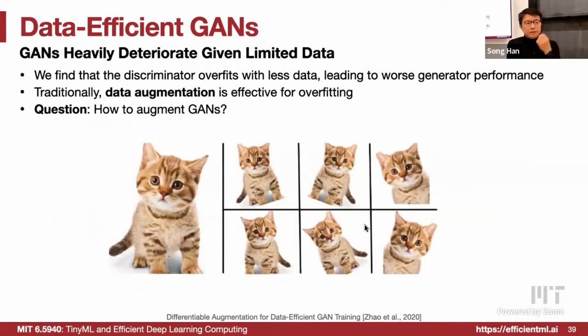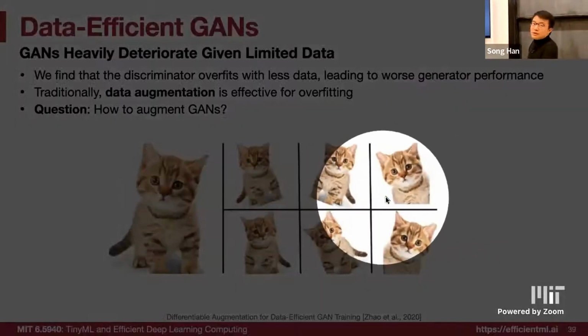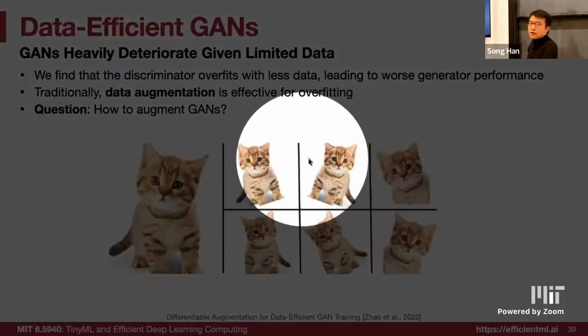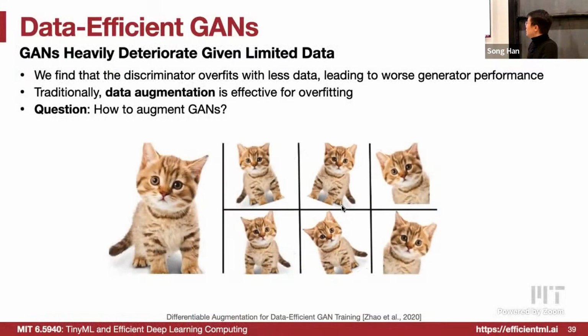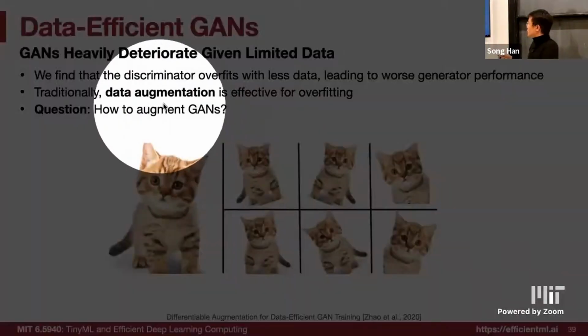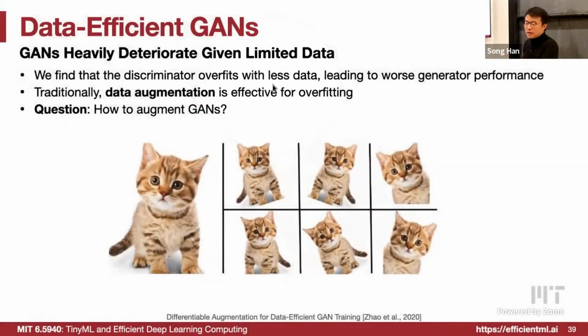So that makes us naturally think about the data augmentation technique. If we have 10 images, then we can make one image become 6 images by rotating it, tinting it with different colors, by cropping it, etc. Traditionally, data augmentation is a very effective technique to prevent overfitting. Then the question is, how do we augment GAN models?